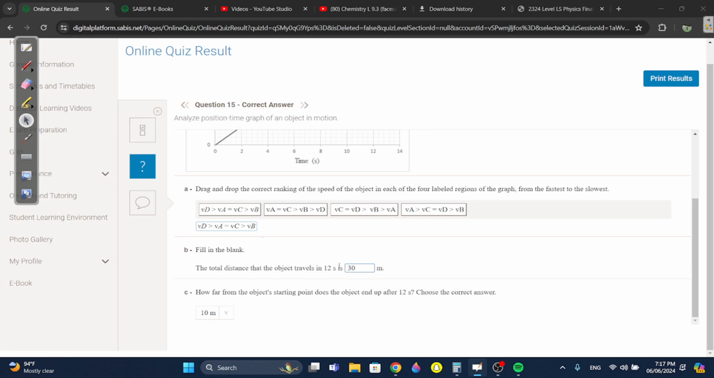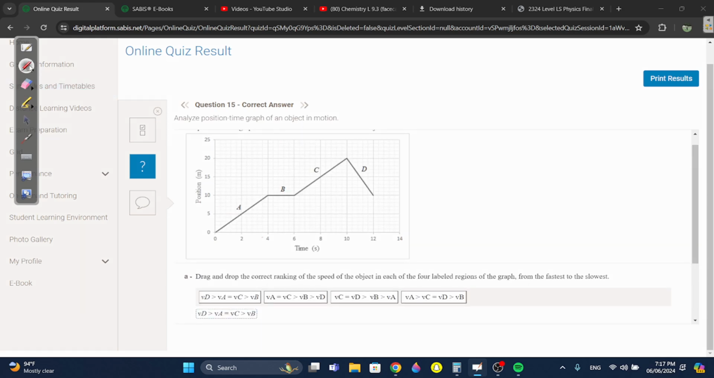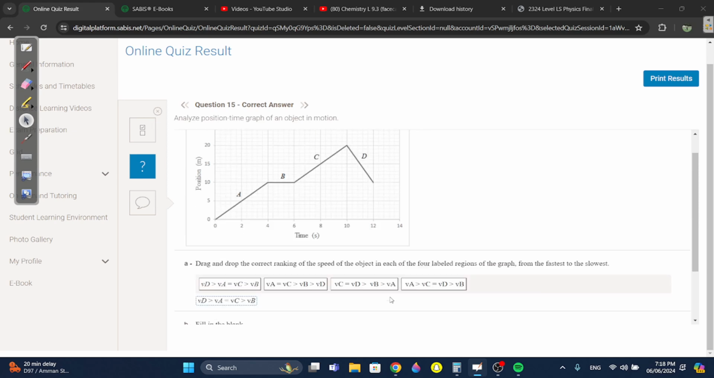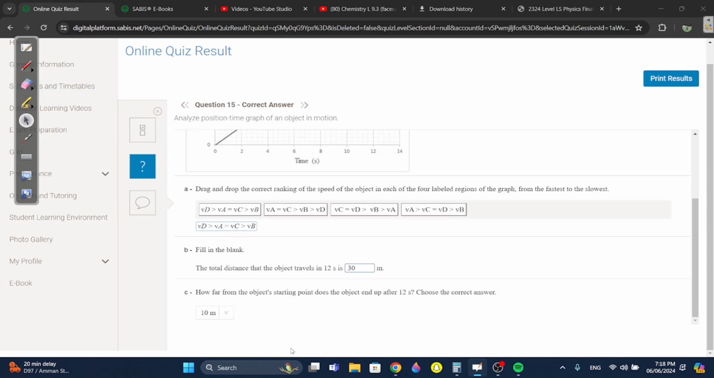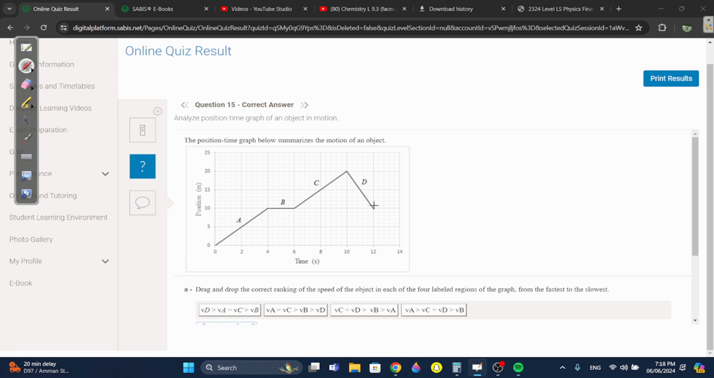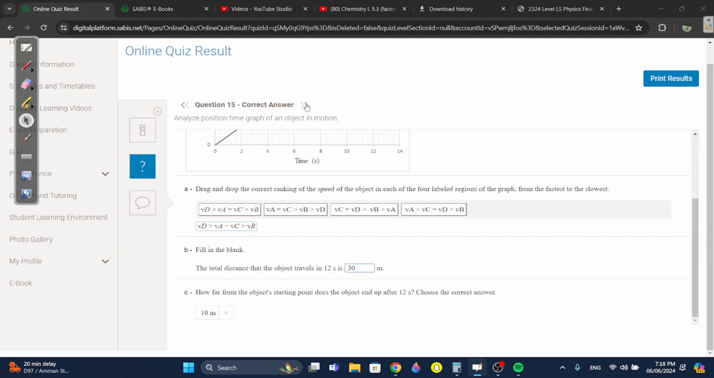The total distance that the object travels is 30 meters. Just look at the distance. From 0 to 10, then from 10 to 20, that's 20 meters. Then from 20 back to 10, that's another 10 meters. So 20 plus 10, 30 meters. How far from the object's starting point does the object end up after 12 seconds? Basically they're asking for displacement. How far from the starting point? They're asking what's the displacement. So after 12 seconds, hold on. How far is it? It's 10 meters away from 0, right? Okay, we're done here.